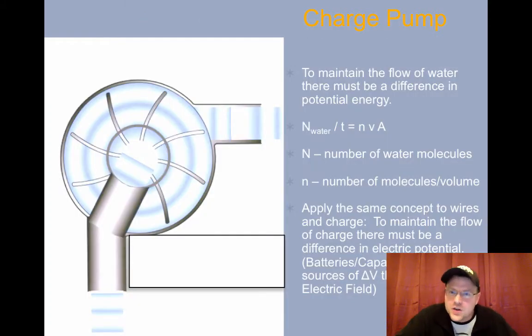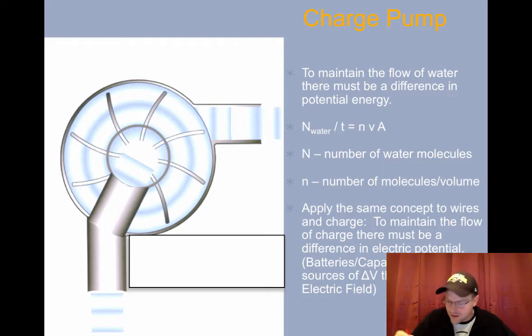So again, the charge pumps, the batteries, create a potential difference. In order for water to flow, we have to have a potential difference from high to low. And if I wanted to look at the number of water molecules that pass through at any given moment in time, I'd have to look at little n times v times A. Little n would be the amount of molecules per unit volume. Area would be the size of the pipe. That would matter. And v is the speed, how fast water molecules are moving through the pipe.